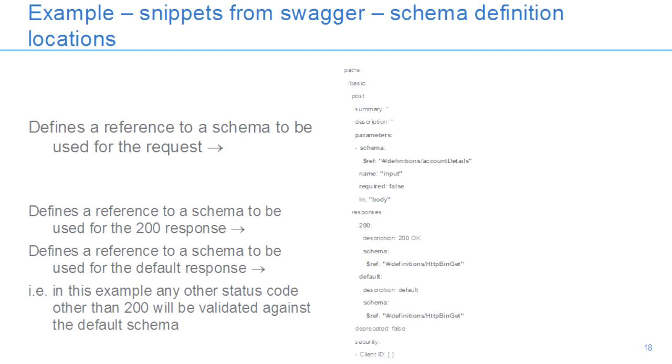And then for the responses, you can see here we've got a 200 response that has a schema defined for it. We also have a default response code that has a schema defined for it. And if you specify response as your definition type, then it will actually go and pull one of these out to use to do the validation.